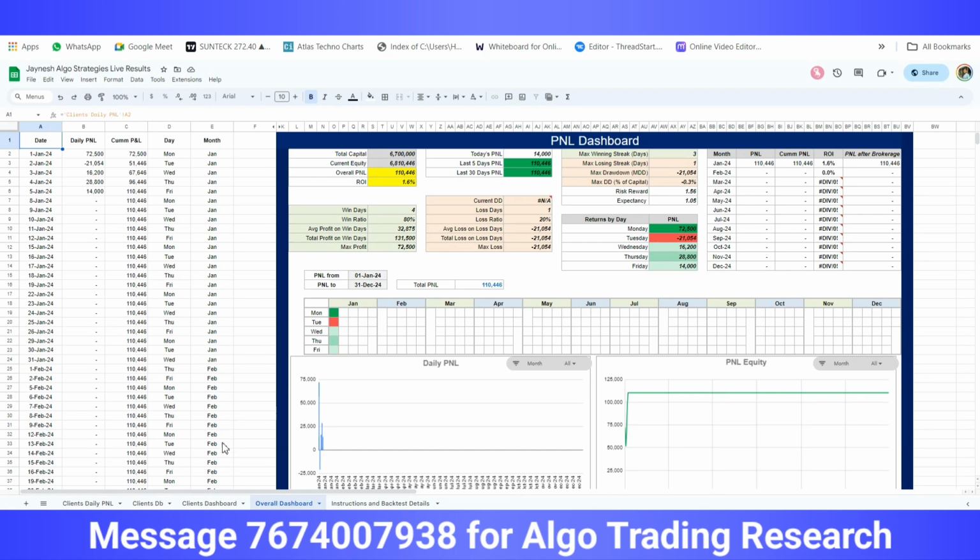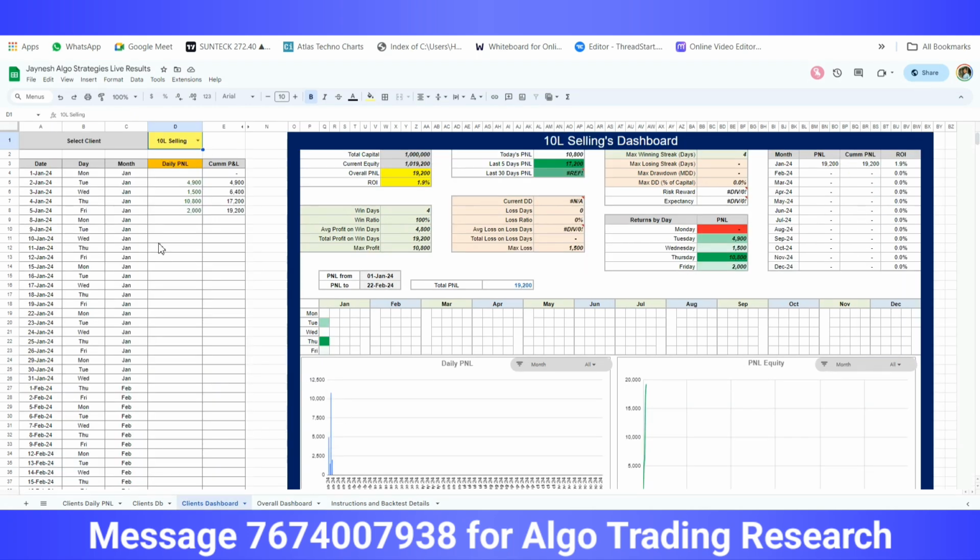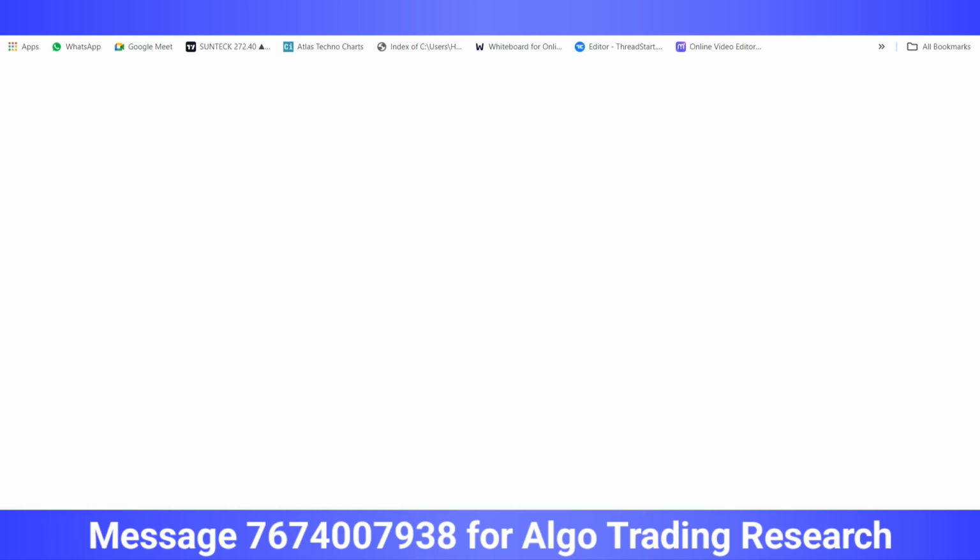I'm trading these strategies in my personal account, and you can track the daily PNL of all of the strategies here, right?